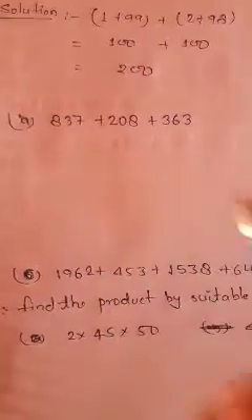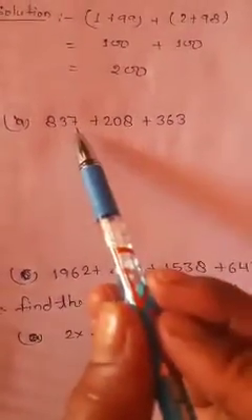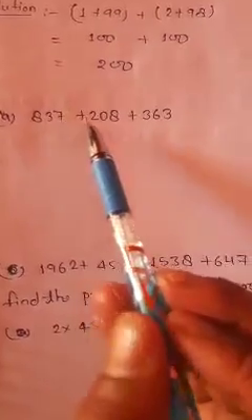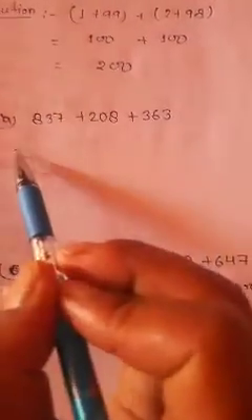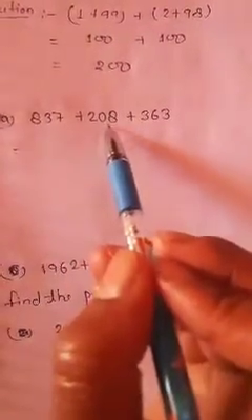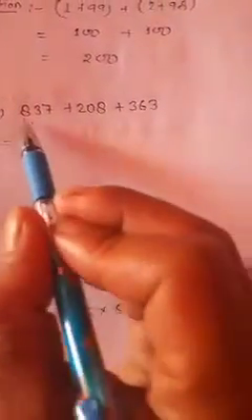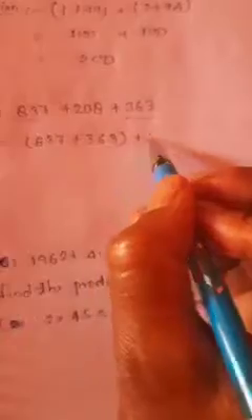First of all, you have to check by adding the ones digits, and see where you are getting zeros. 7 plus 8 makes 15, and 7 plus 3 makes 10. So we will try to add the two numbers where we are getting zeros at the units place or tens place. We will arrange these two numbers together and later we will add 208 to this number.